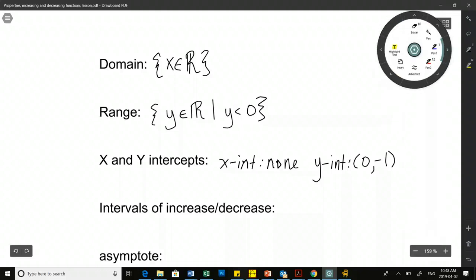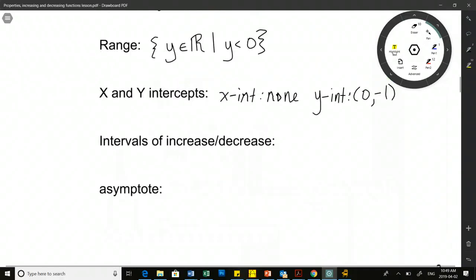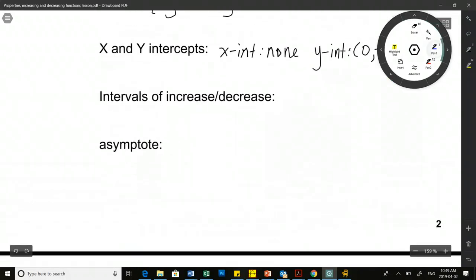Intervals of increase, decrease. Okay, so this function is increasing. Oops. I don't know if my eraser, oh, my eraser works now. Nice. So as we trace left to right here, we can see that our arm is moving upward. That means that my function is increasing. I don't have an interval of decrease, okay, because it's just going up for the entire function. So for decrease, we will say none.